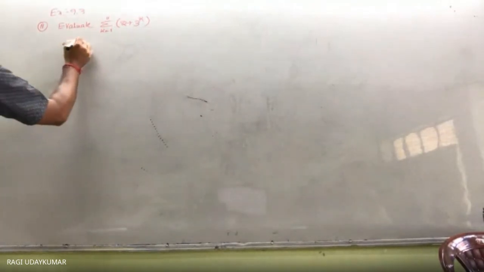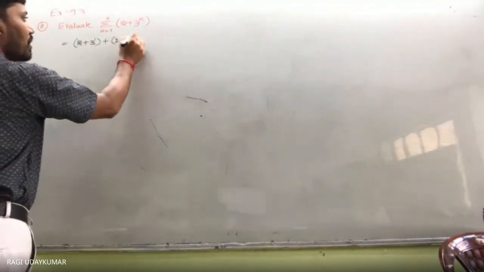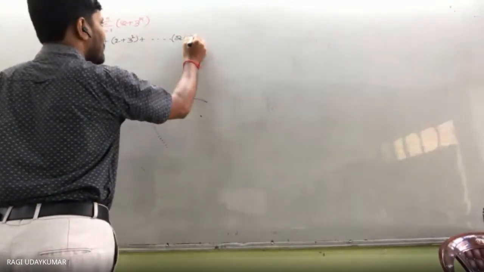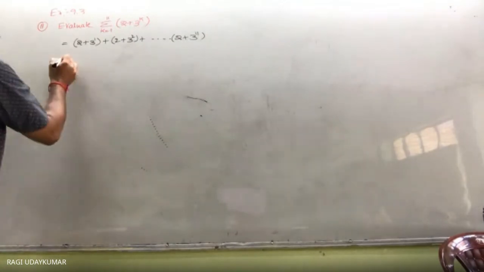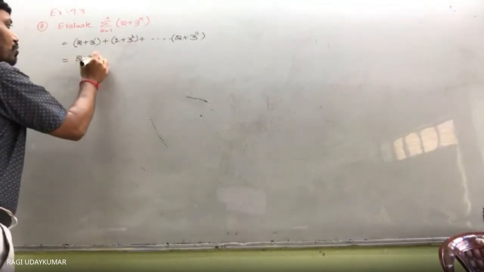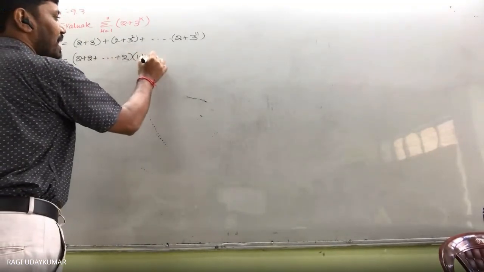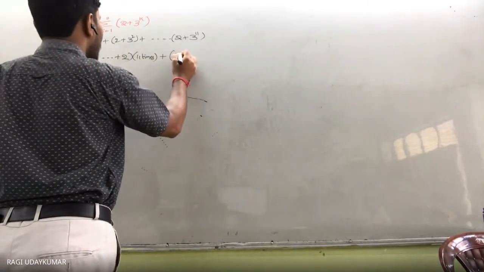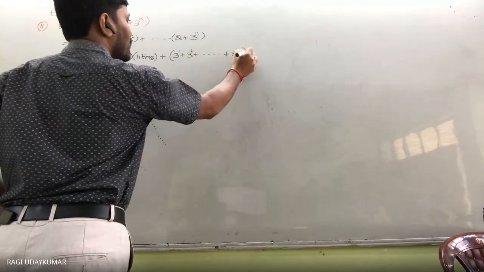So if we expand this, what do we get? 2 plus 3 power 1 plus 2 plus 3 power 2 plus and so on, 2 plus 3 power 11. Now here you can write all the 2's together. 2 plus 2 plus and so on 2. How many times will it come? 11 times 2 will come. 11 times 2, plus 3 power 1 plus 3 power 2 plus and so on 3 power 11.